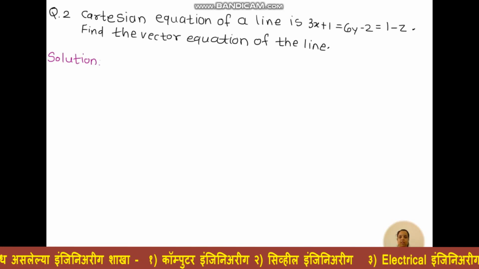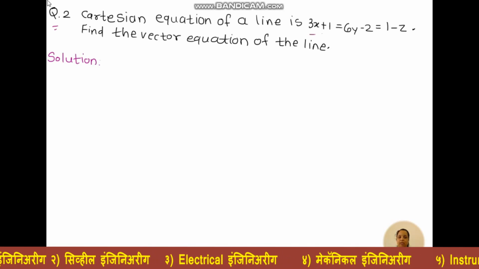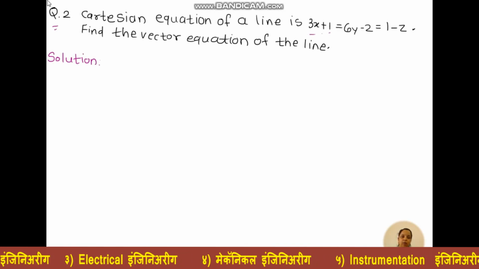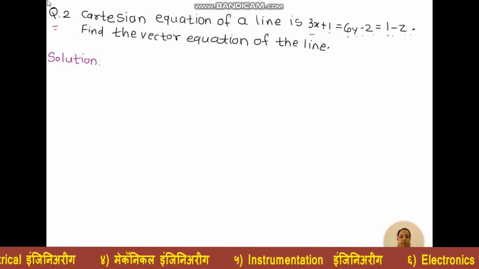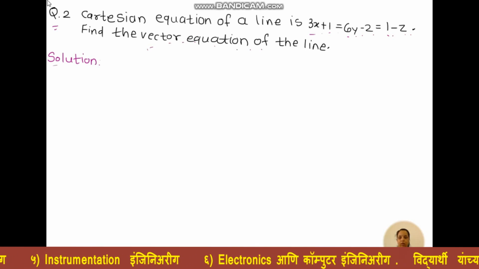Now we discuss next problem, problem number 2. Cartesian equation of a line is 3x plus 1 is equal to 6y minus 2 is equal to 1 minus z. Then find vector equation of the line. Now solution.